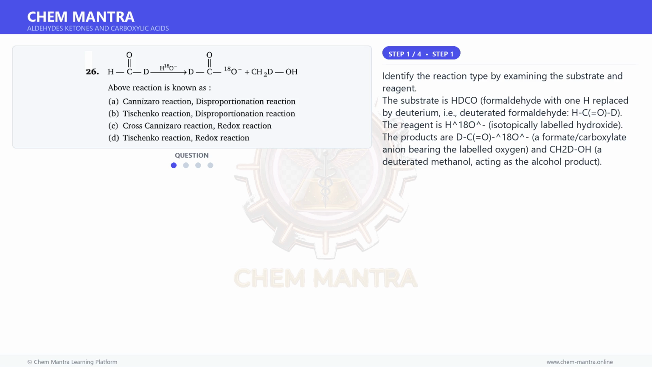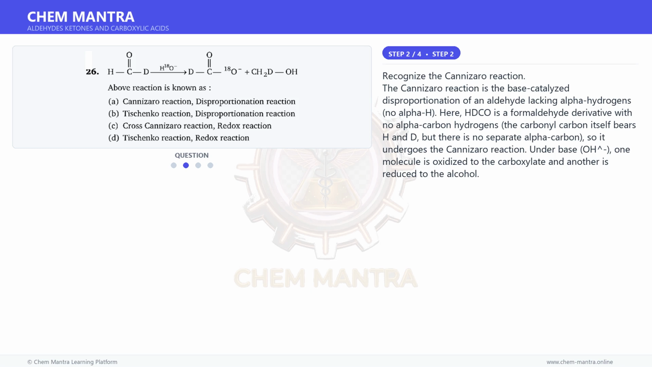The substrate is HDCO, formaldehyde with one H replaced by deuterium, i.e., deuterated formaldehyde, HC=O, D. The reagent is H¹⁸O⁻, isotopically labeled hydroxide. The products are DC=O-¹⁸O⁻, a formate carboxylate anion bearing the labeled oxygen, and CH₂D-OH, a deuterated methanol, acting as the alcohol product.